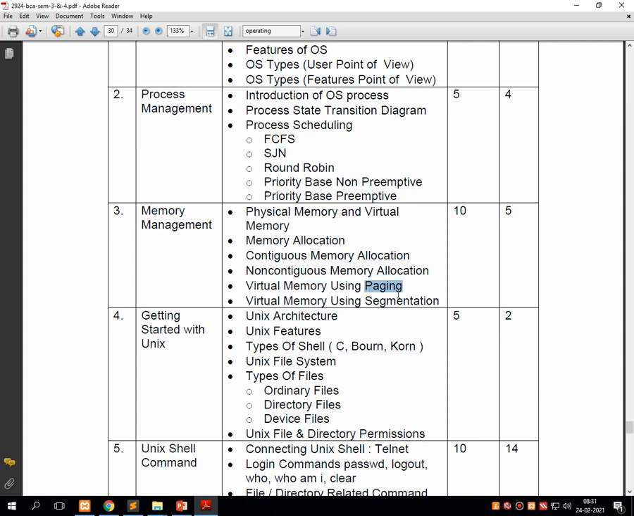Then we discussed the technique called pagination, and in this lecture we have discussed the technique of segmentation. So this pagination and segmentation is actually used to manage the virtual memory of the system. So all the topics as per the prescribed syllabus of Saurashtra University in this subject for unit number 3 are covered.